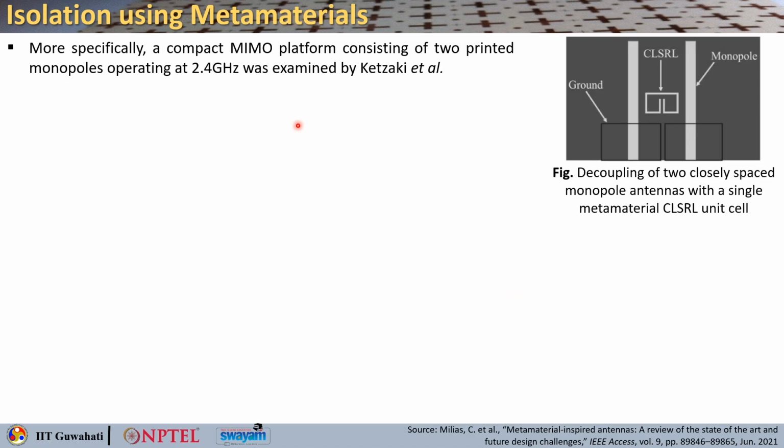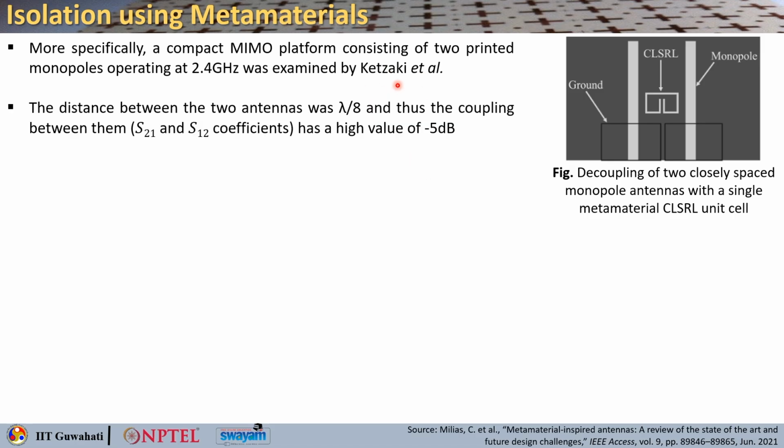So more specifically, if you consider a compact MIMO platform consisting of two printed monopoles, okay, like this, which are operating at 2.4 gigahertz, you can see this coupling happening. So that was examined by Kedzaki and his group.